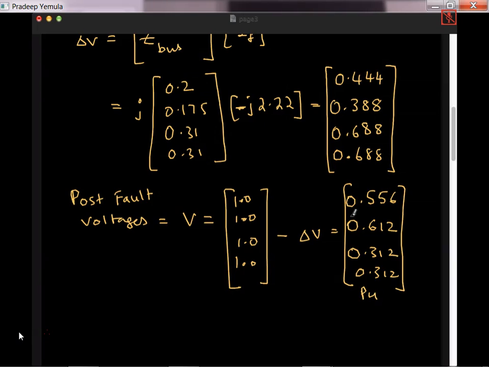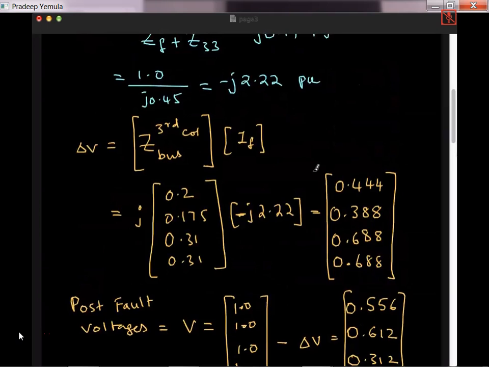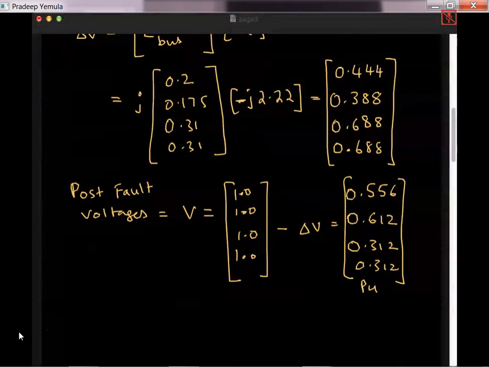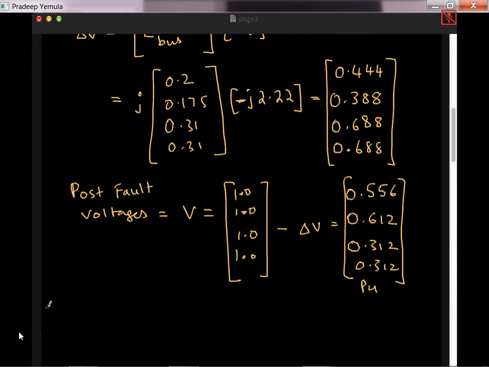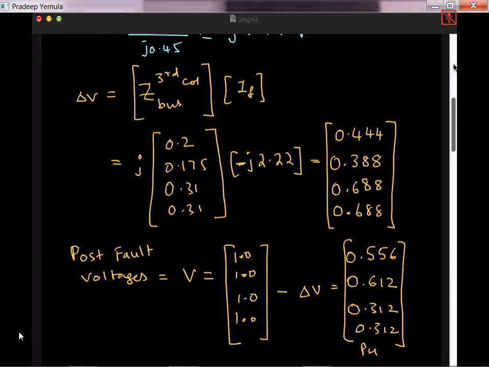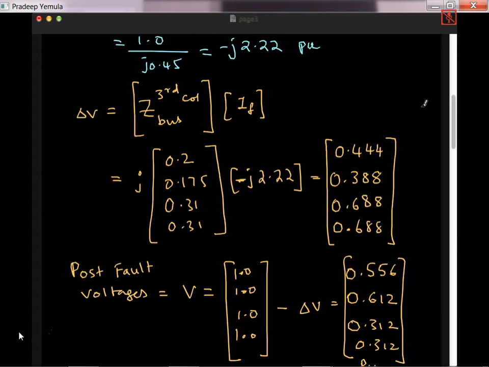You notice that even though there is a fault at bus 3, the post fault voltage is not completely becoming 0. It is 31.2% of the original voltage. So it's not going to 0. That is because a finite fault impedance has been assumed. So I think with this I'll end this problem. Let's look at some more interesting concepts later. But meanwhile, I'll just wait for a minute. Do you have any doubts? You can ask on this problem.